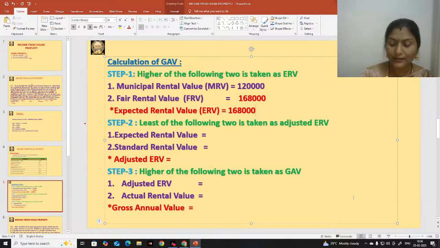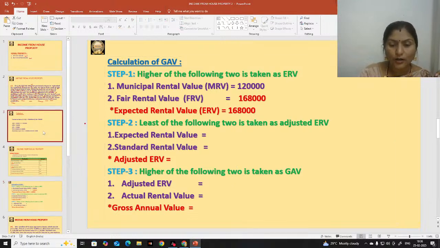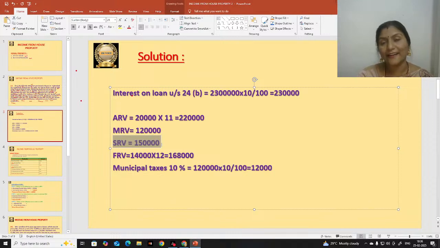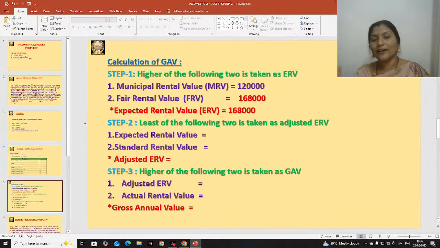But in our question, did they give standard rental value or not? Yes, they gave standard rental value, so we need to do the second step also. You can see here I already mentioned SRV, we took it from the question. SRV means standard rental value, and they gave 1,50,000 for 1 year. So we need to do step 2.